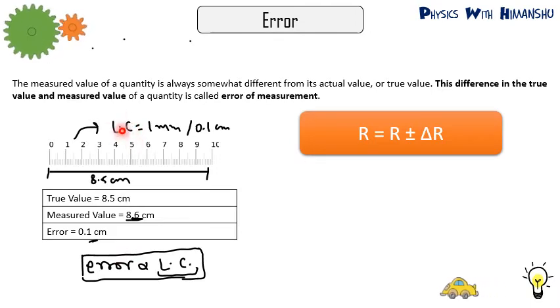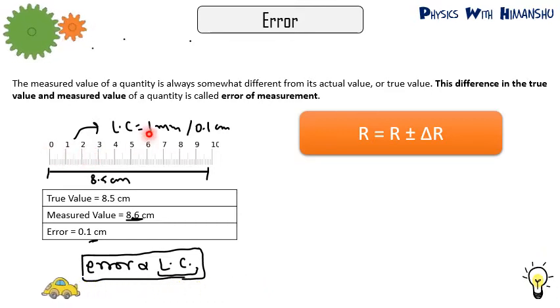So what is least count? Least count is the minimum value which you can measure with the help of a measuring instrument. For our scale, the minimum value which you can measure is 1 millimeter or 0.1 centimeter. So always remember, error is directly proportional to least count. The more the least count, the more there will be chances of error in the measured and true values. You have to remember this definition of error. It's very important, and also the meaning of error.